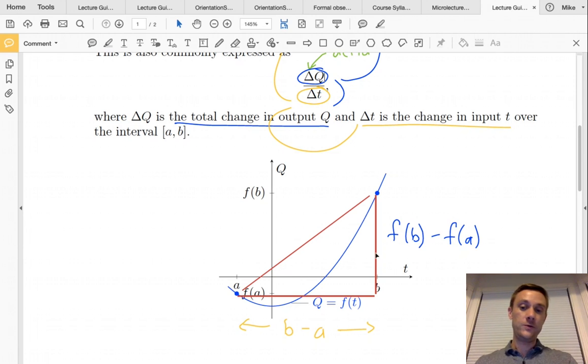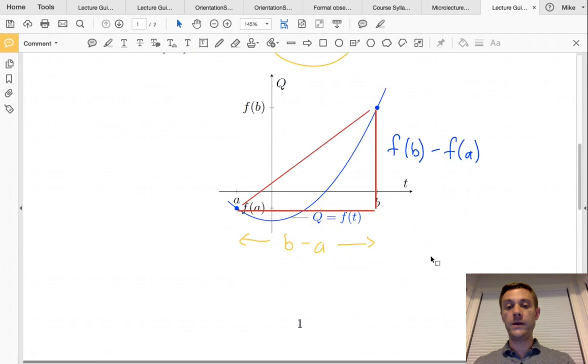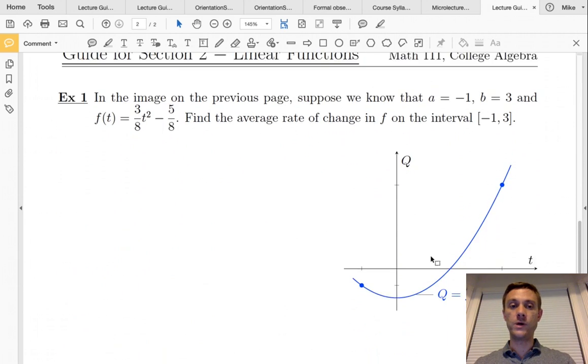So we're going to get a fancy term for that. You may have heard it in a previous math class, but our average rate of change is basically how steep is this little ramp that connects two points on a function. Okay, long past time that we get an actual computation going here.